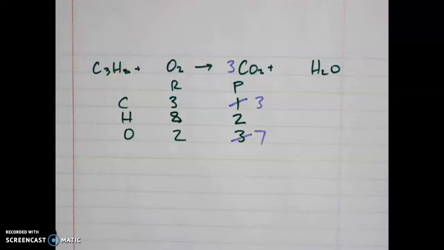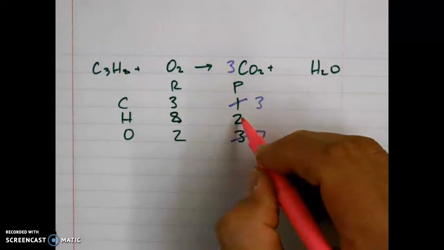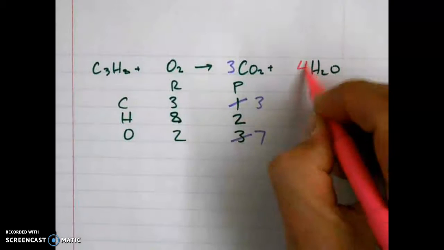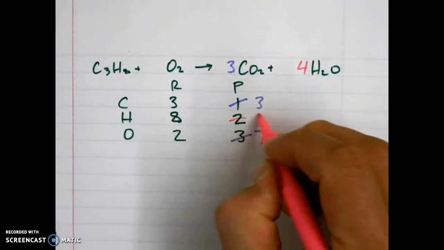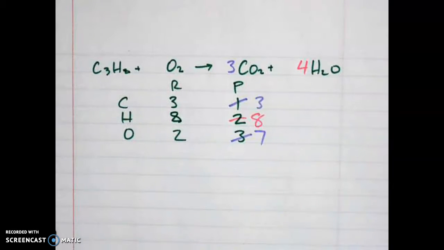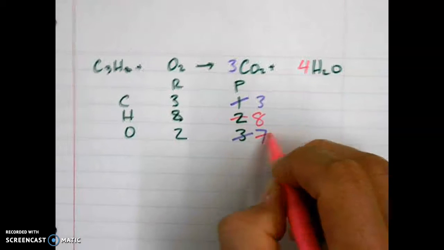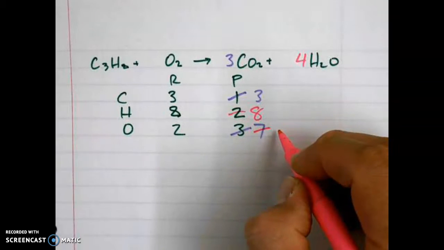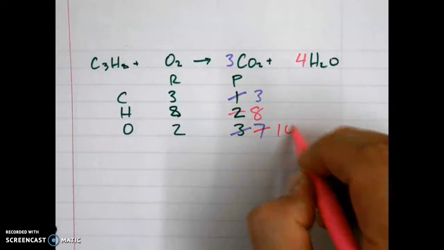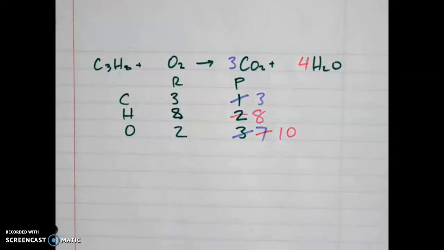Okay, next. My hydrogen, I need 4 in front of this one in order to make this an 8, but that also changes my oxygen. I have 6 here and 4 here, so my oxygen becomes 10. That's my second step. Any questions on my second step?